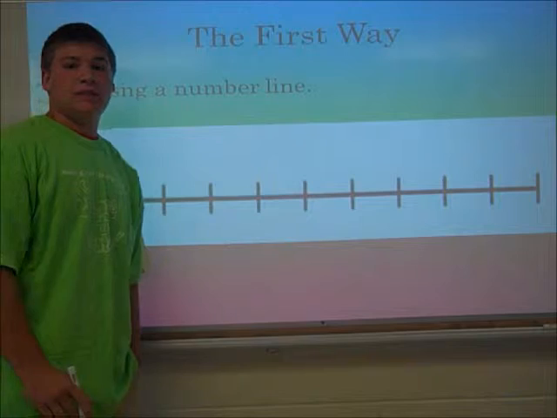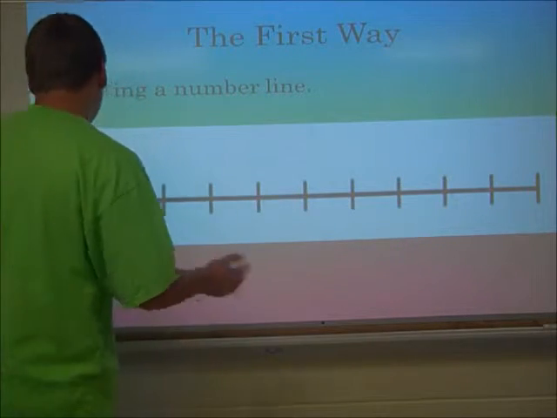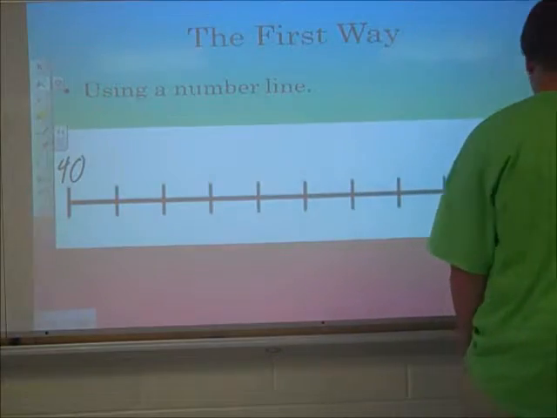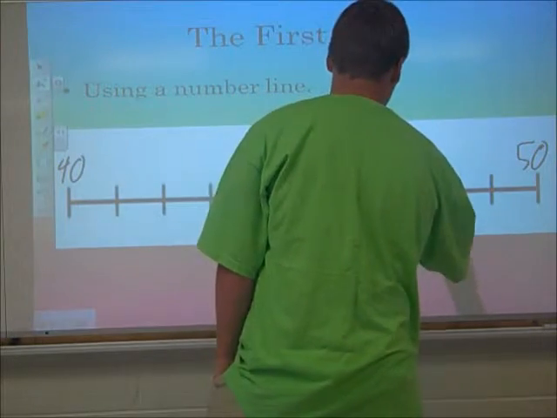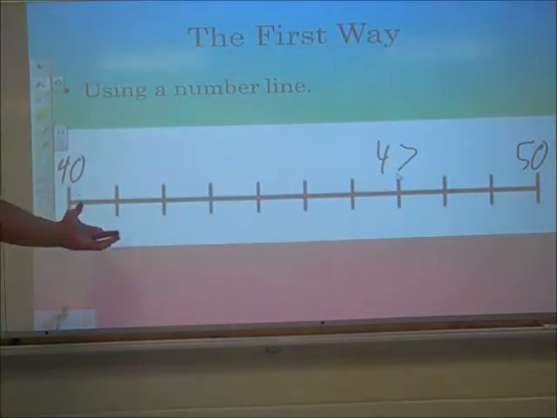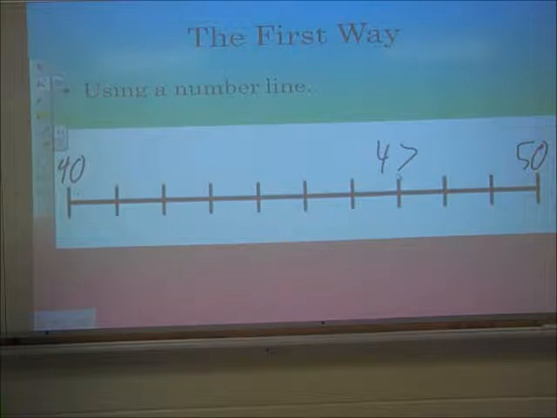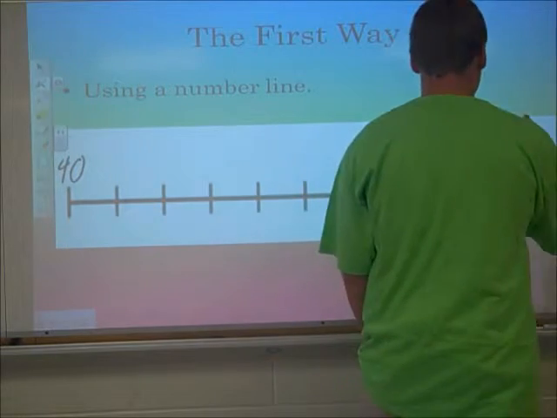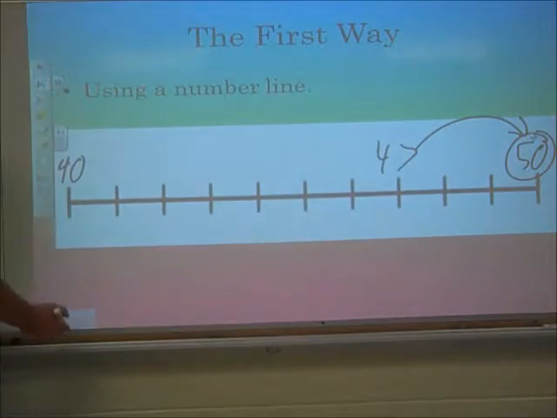So in the previous week's slide, we asked you to round 47 to the nearest 10. So we're going to have 40 here, and we're going to have 50 over here, the whole 10 interval. 47 is going to be here. So when we're looking at a number line, we're going to see where 47 is closer to. And with this, we see that 47 is closer to 50, so we round it up to 50, and 50 is our answer.